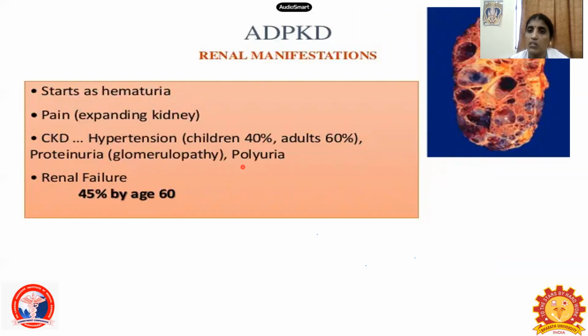Then they can present with the features of chronic kidney disease such as hypertension, which is more common in adults. They can also present with proteinuria as well as polyuria. And of course, 45% of the patients with ADPKD can present with renal failure by the age of 60 years.